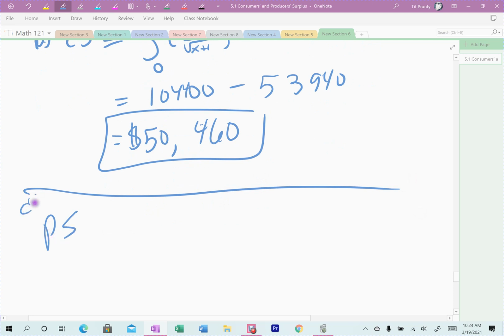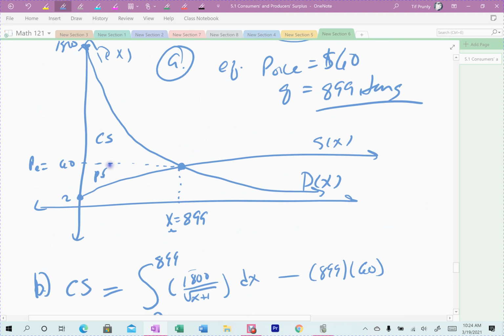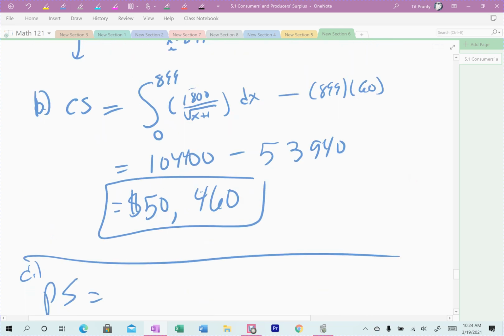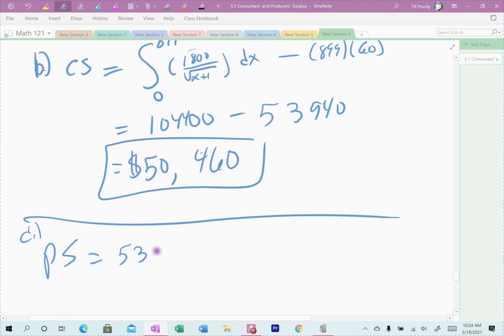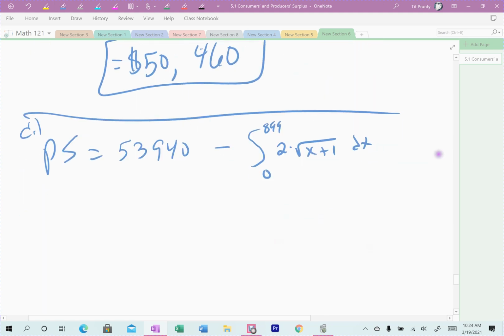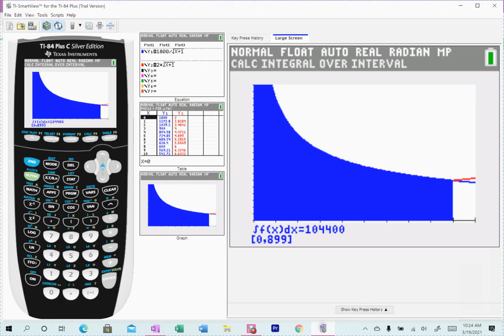Producer surplus will be a lot smaller than that, just based on the picture. Remember, the producer surplus is this little bitty area here above the supply curve, below the revenue. The first thing is the revenue, which I'm just going to write down, which was 53,940, minus the area under the supply curve. So 0 to 899, the supply was 2 times the square root of x plus 1. Again, you can find it using your calculator.